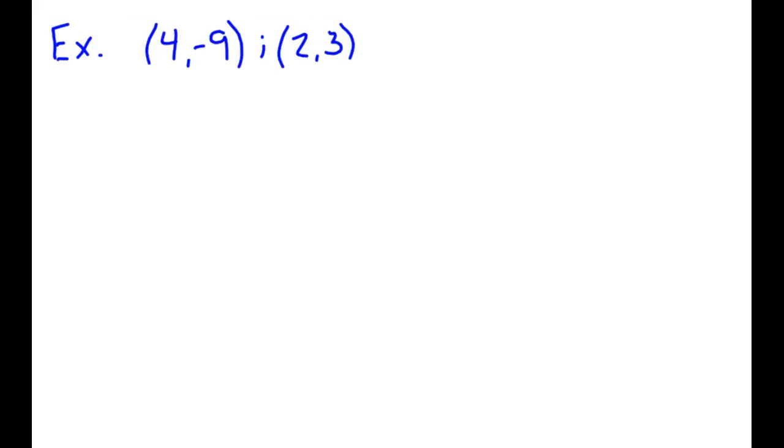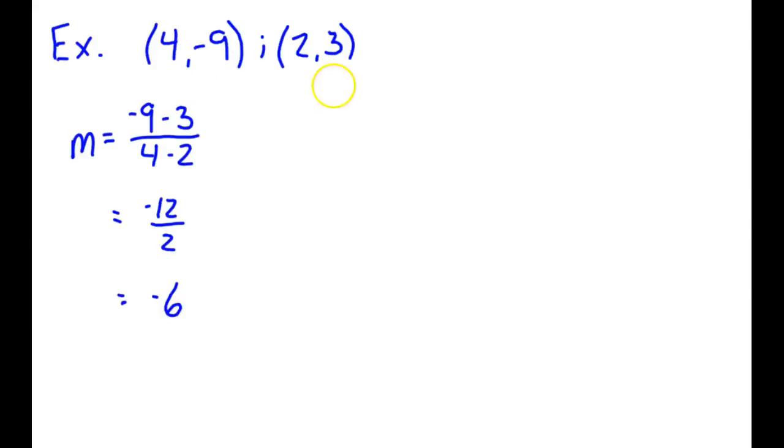The final example in this lesson, finding the slope between 2 points, we have the point 4, negative 9, and the point 2, 3. So all I have to do, plug these into the formula and simplify. The formula for slope, y2 minus y1 over x2 minus x1. So I can take negative 9 minus 3, the difference of our y values, divided by 4 minus 2, the difference of our x values. Now if we simplify negative 9 minus 3, negative 12. 4 minus 2 is 2. Negative 12 divided by 2 simplifies down to negative 6.